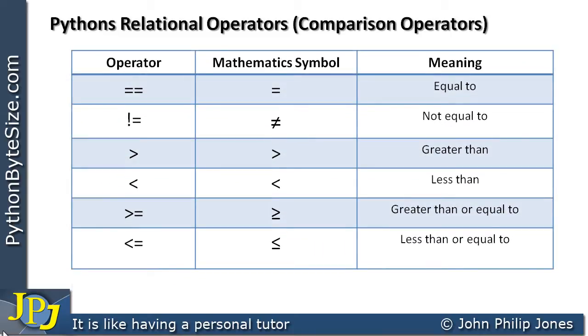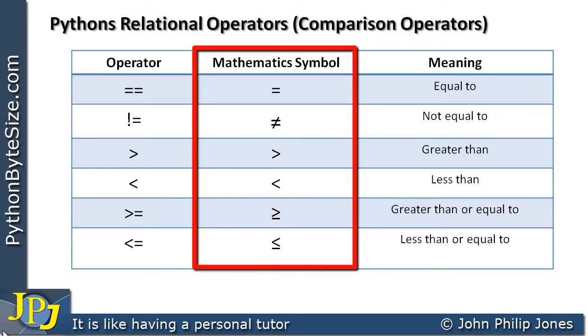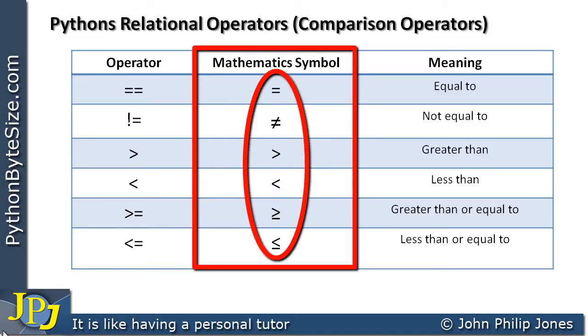And here we can see the table that I wish to refer to. Now in this column we can see we have some mathematics symbols. The equal sign, the not equal to, the greater than, the less than, the greater than or equal to, and the less than or equal to. Now those are the symbols as they appear in mathematics, and hopefully you have an understanding of that from your study of maths. If not, we will cover them in full here.